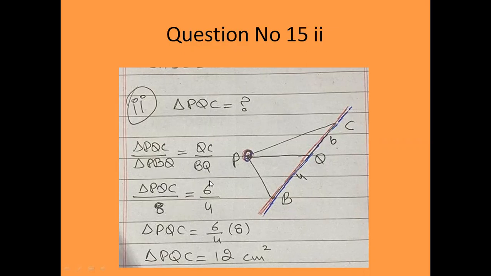Triangle PQC divided by 8, I know the area of this triangle, equals QC is 6 and BQ is 4. So cross multiply here, and then the triangle PQC will be equal to 6 by 4 multiplied by 8, and the triangle PQC is 12 centimeters square. I hope you understand this case in which the two triangles have the same baseline and their third vertex is the same point. And in this case, the ratio of their areas is equal to the ratio of their bases. So this is how you will do question number 15, the second part.